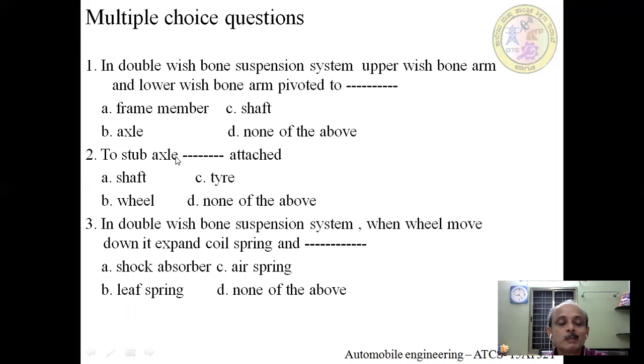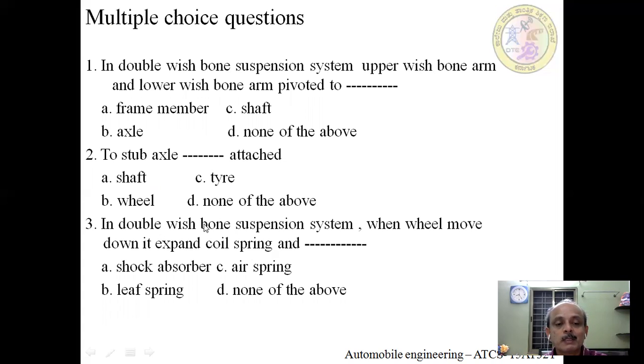Next is question number 2. To the stub axle, what is attached? Normally it is the wheel. The options are shaft, wheel, tire, and none of the above. But normally the wheel will be attached.